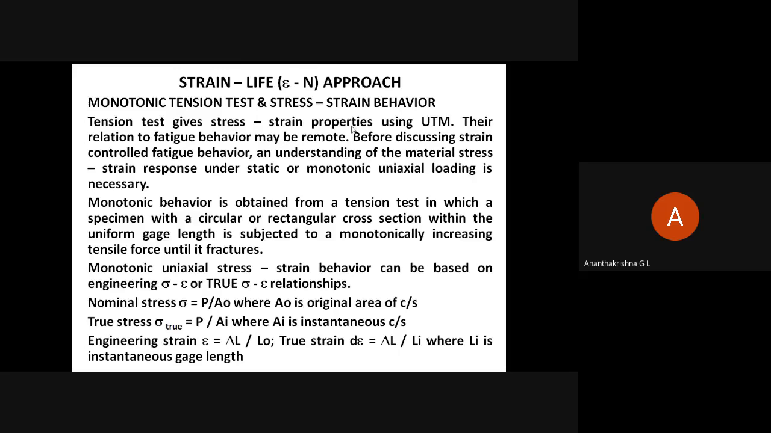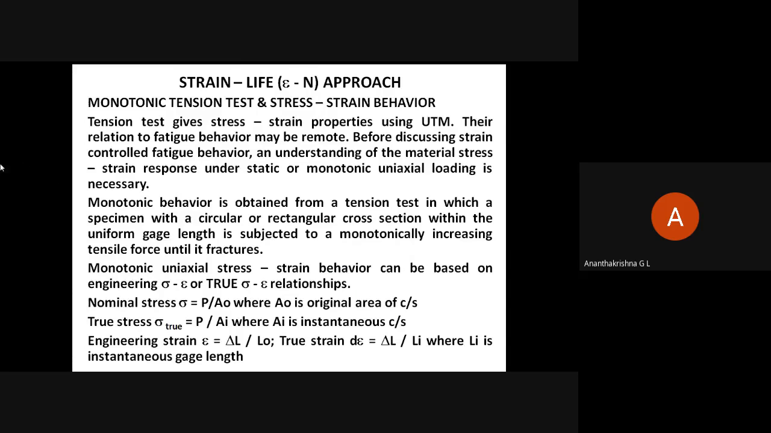Okay, so that's what we are doing here. Monotonic behavior is obtained from a tension test in which a specimen with circular or rectangular cross section with uniform gauge length is subjected to monotonically increasing tensile force until it fractures. This is the essence of the entire tension test that we do in our UTM in our material testing lab.